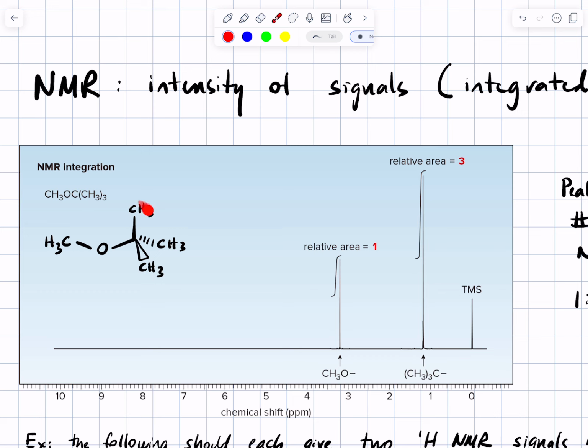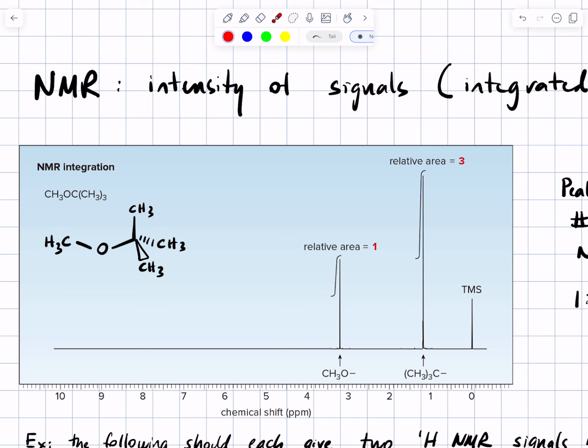So for methyl tert-butyl ether, you expect the peak for the methyl group to show up at higher chemical shift than the peak for the protons of the tert-butyl group because the protons of the methyl group are two bonds away from an oxygen, whereas the protons of the tert-butyl group are one, two, three bonds away from oxygen. So you expect the methyl protons to be deshielded relative to the tert-butyl protons. In addition, because there are three times as many tert-butyl protons as methyl protons, you expect the peak for the tert-butyl group to have three times the peak area of the peak from the methyl group.